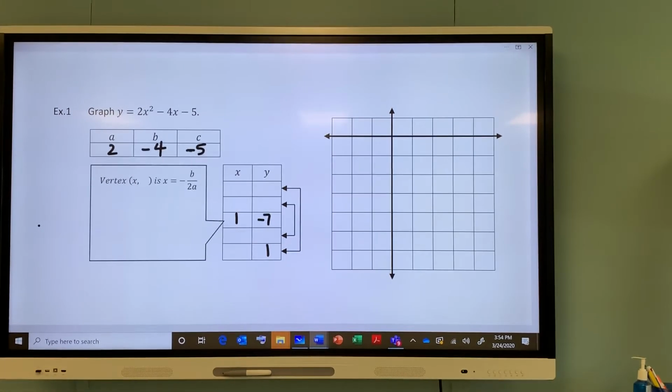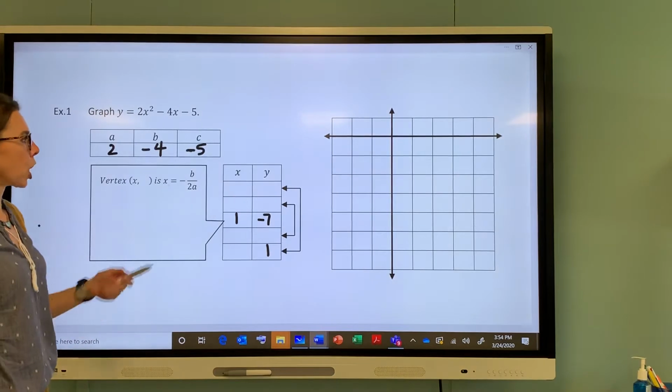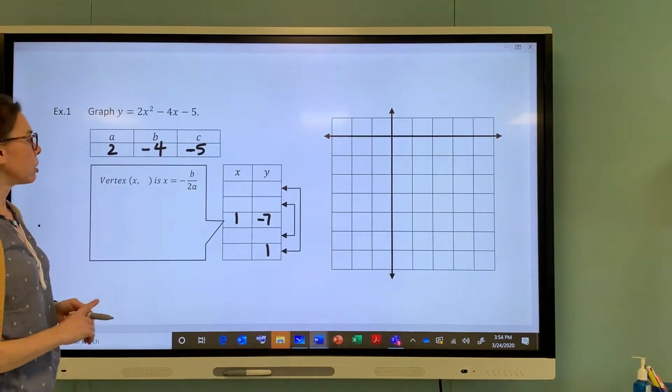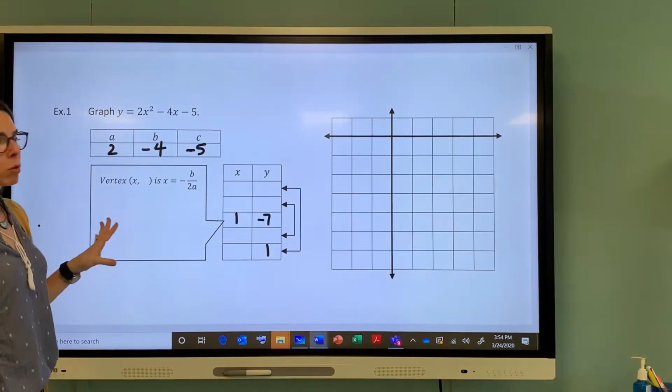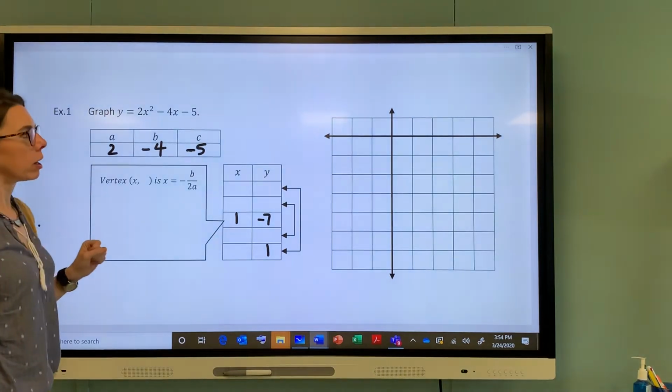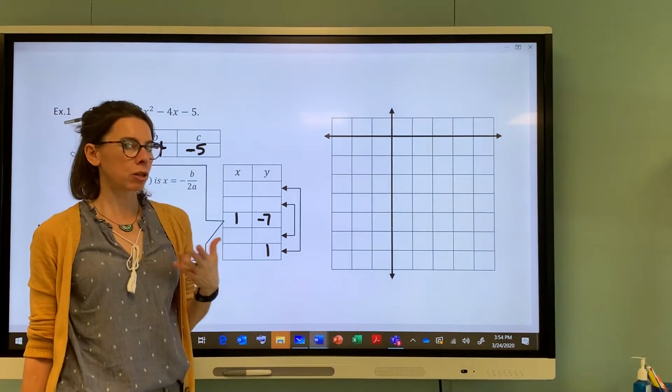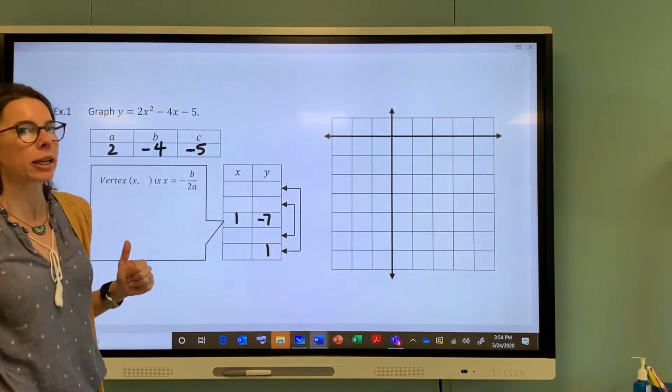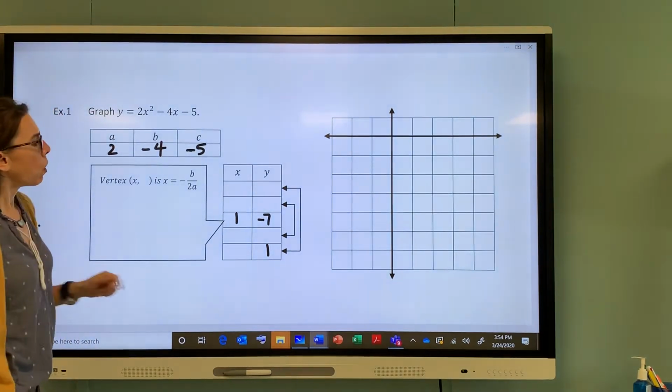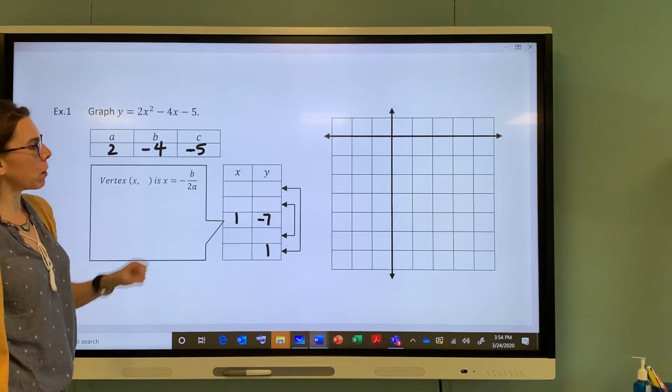Okay, now that we have our vertex, we can start graphing some other points. So I erased this box to make more room, and I can do that since this is recording. I magically just erased it, and now here I am again. Okay, so we have our vertex point, so let's go ahead and graph it.